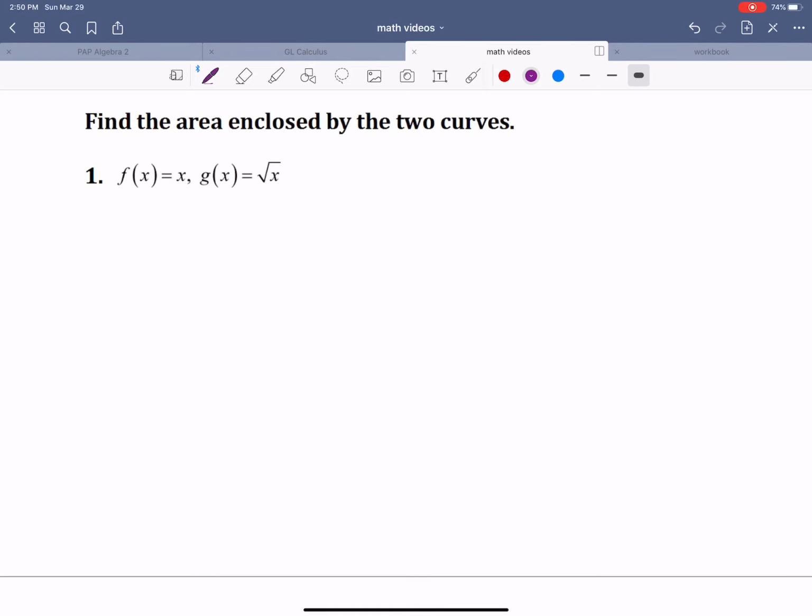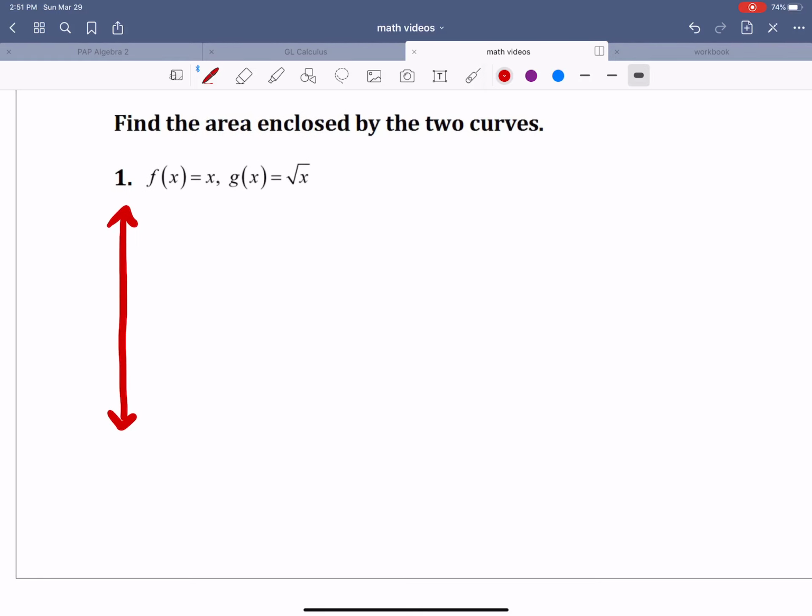So here's number one. It says find the area enclosed by the two curves. So our two functions here, f of x equals x, and g of x equals the square root of x. So the first thing that we have to do here is actually just draw a sketch of the graph. The line f of x equals x is a linear function that passes through the origin, slope of 1, looks like this. And square root of x, we all know that graph.